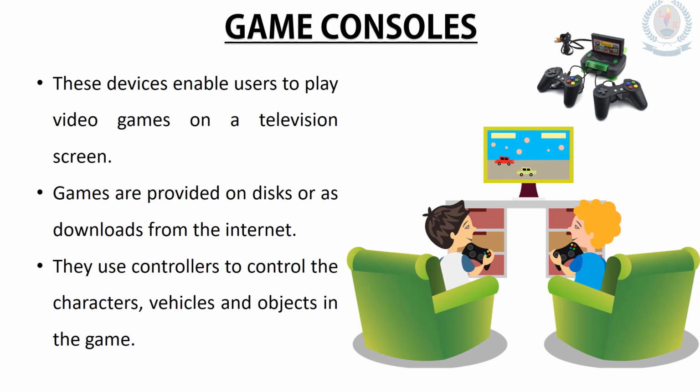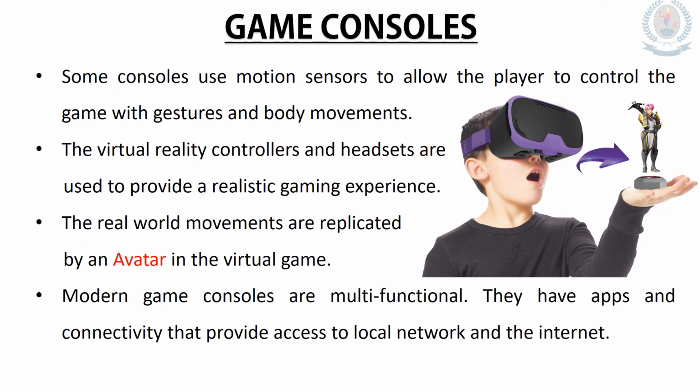Next digital device type is game consoles. Game consoles are designed to enable users to play video games on a television screen. Games are provided on disk or as downloads from the internet. They use controllers to control the characters, vehicles or other objects in the game. Usually, these controllers are wireless.